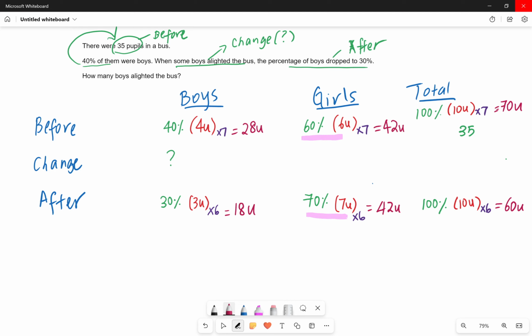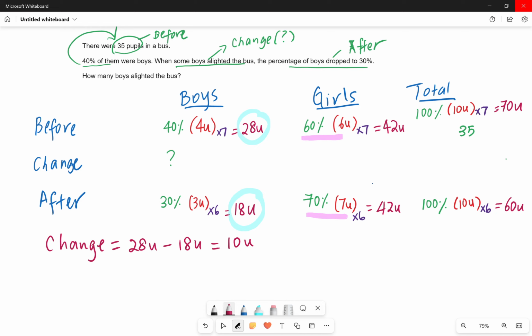So as we can see now, we have already equated the units for the number of girls, because none of them alighted the bus, so their units should remain the same. What is the change over here will actually be the units change for the boys. 28 units before to 18 units after. So the change in this case is 28u minus 18u, which is 10 units. That means 10 units will be the change for the boys.